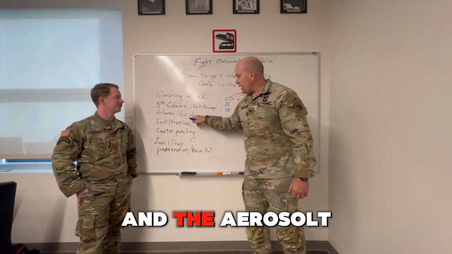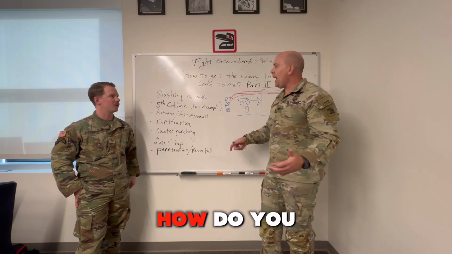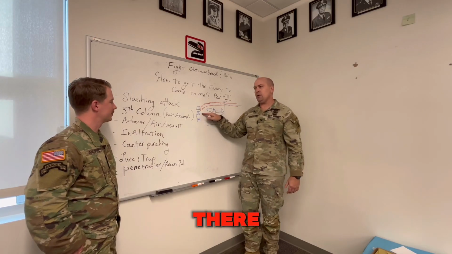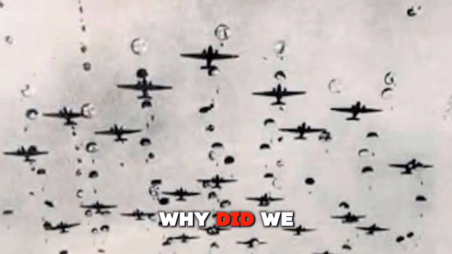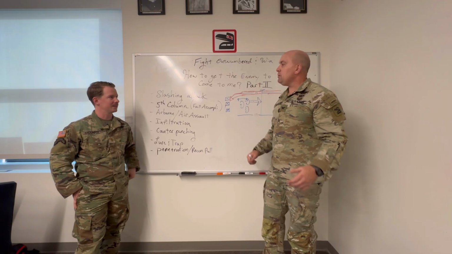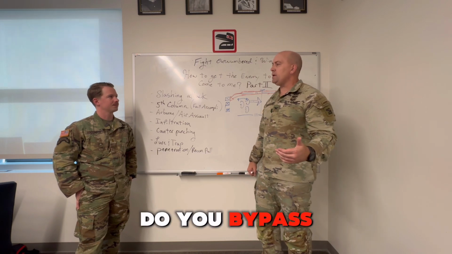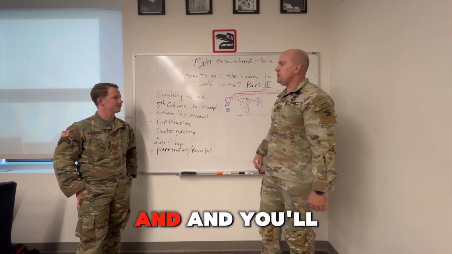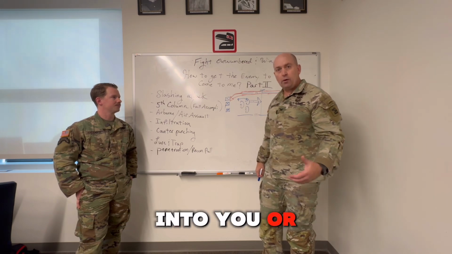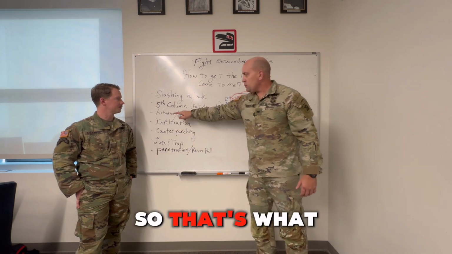So they'll say, why did we have airborne and air assault positions? Well, the airborne and the air assault position, or air assaulting, really came from this idea: how do you get there? So if you look at the invasion of Normandy, why did we employ airborne forces? To gain the bridges, to gain key intersections. How do you bypass the enemy defenses and turn them out and have them attack into you, or to gain it for other reasons, but mostly for that.